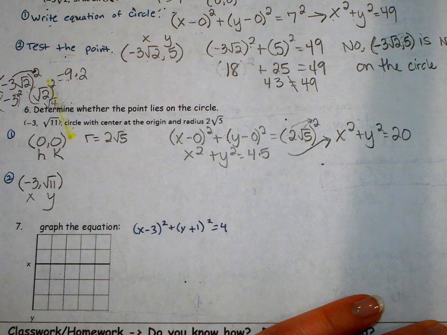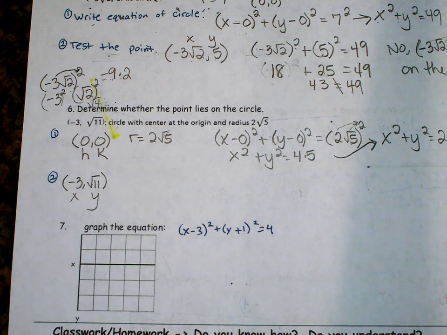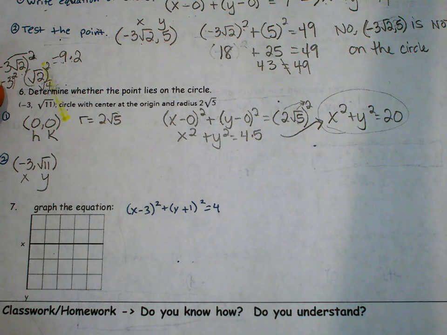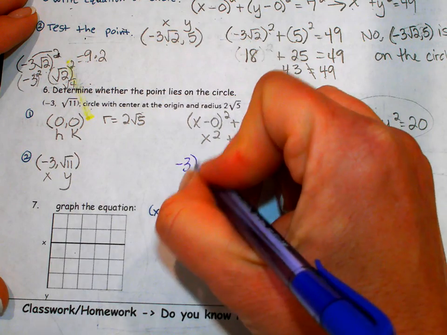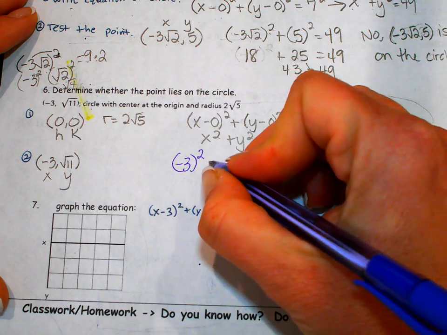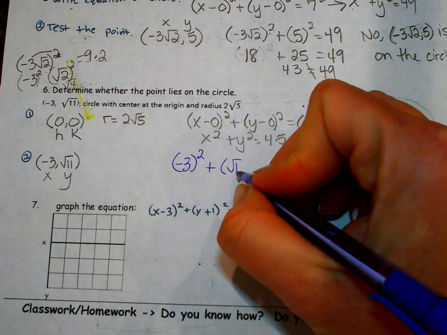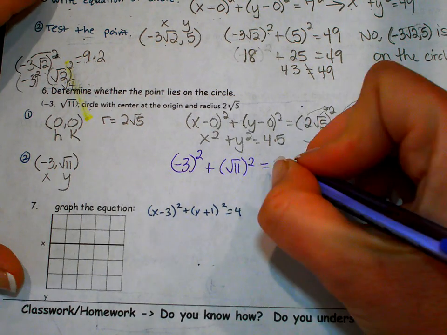Now I'm asked, is this certain ordered pair a solution? Does it lie on the circle? So this negative 3, rad 11 is my x comma y that I need to plug in. So I'm going to use this equation here, and I'm going to plug in x squared plus y squared, where x is negative 3 and y is rad 11, equals, does it equal 20?